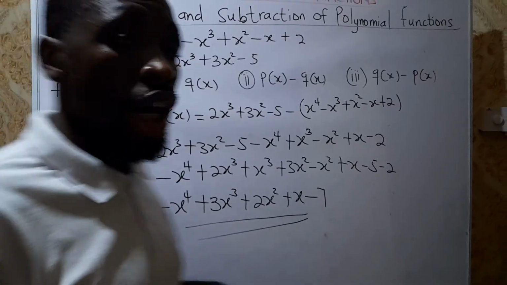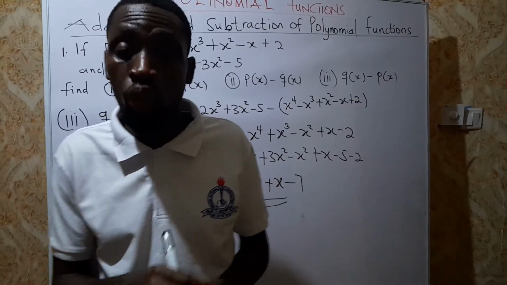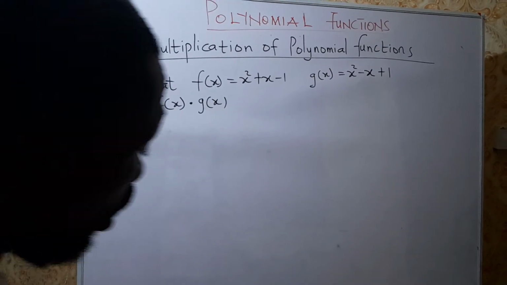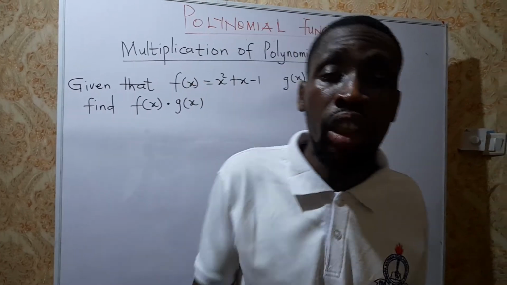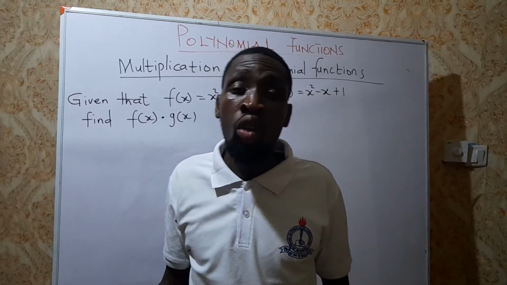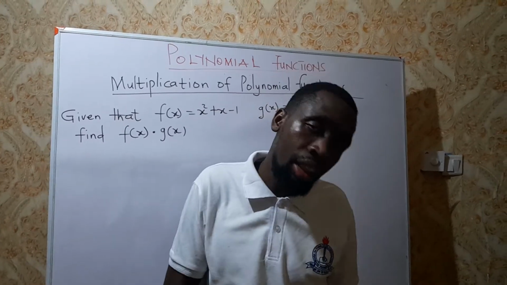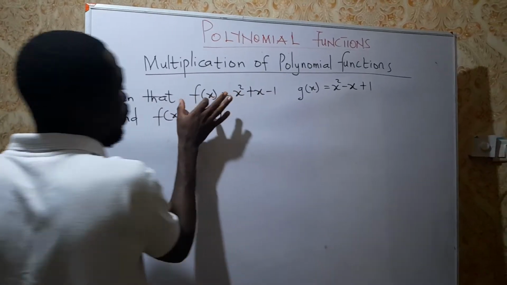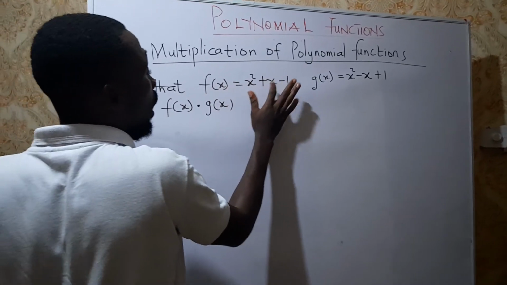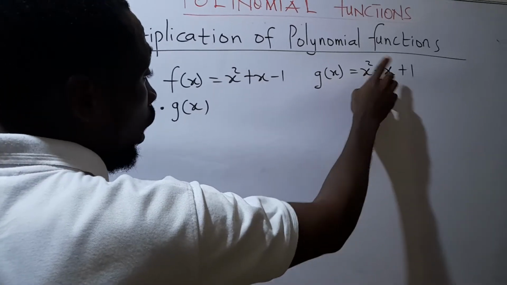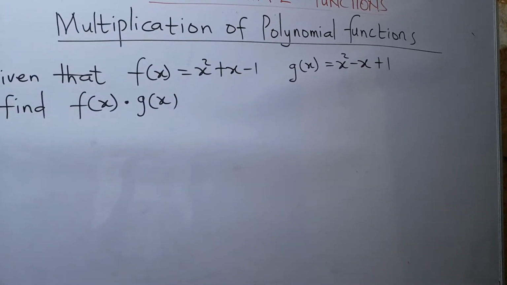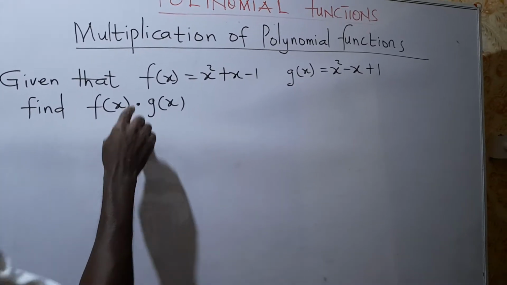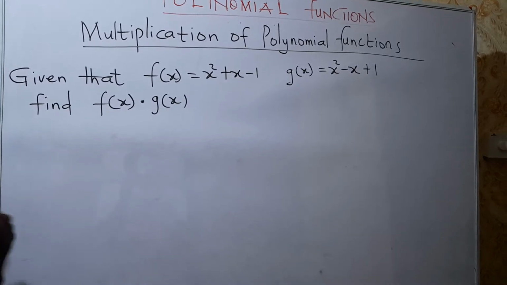The next thing is how we can multiply two polynomial functions. When we are multiplying polynomial functions, the trick is that each and every term in one polynomial function will multiply each and every term in the other. So for instance, given that the function f of x is equal to x squared plus x minus 1, and g of x is equal to x squared minus x plus 1, we should find f of x times g of x. The dot means times.